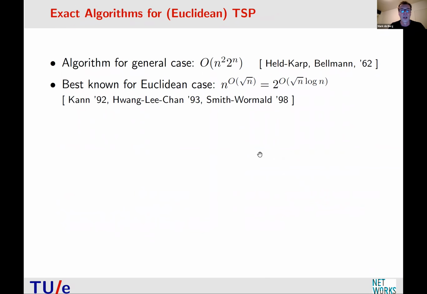Okay, so there's this famous algorithm by Held-Karp and Bellman that uses a clever dynamic program to solve it in 2 to the n time. So that works for the general case. For the Euclidean case, until recently, and that's what we wanted to improve and what I'm going to talk about a little bit, the best thing was n to the square root of n. Or in other words, 2 to the square root of n log n. And the question was, can you get rid of the log n in the exponent?